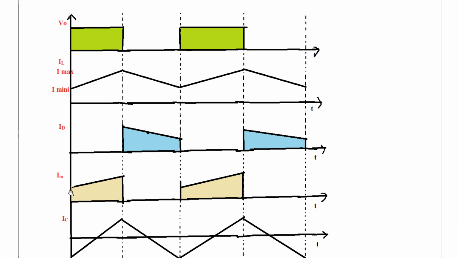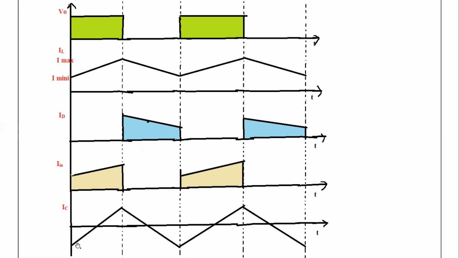But during turn on time, the inductor current will be flowing through the switch. Therefore, the waveform will be very similar to the charging period of an inductor. That means from minimum to maximum. Therefore, these two waveforms will be similar during turn on time, and these two waveforms will be similar during turn off time. And this is the capacitor current which is flowing through the capacitor during turn on time, and this is during turn off time.